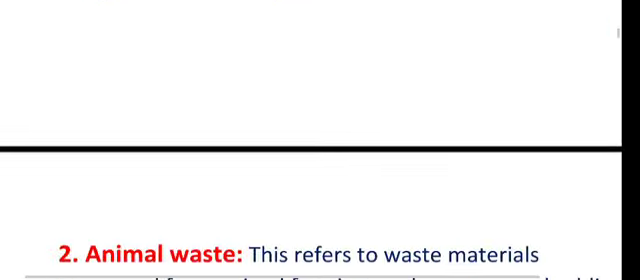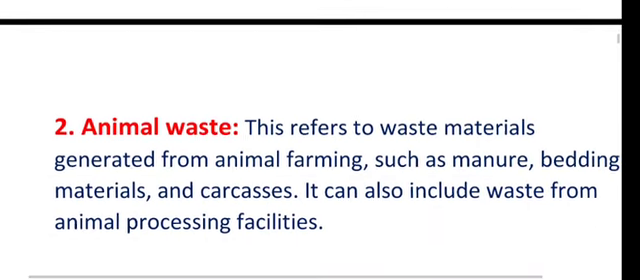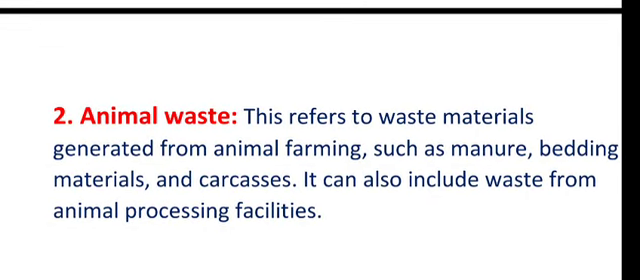In the same way, if we discuss the next waste in our environment, that is animal waste. It includes the waste material generated from animal farming, such as manure, bedding materials, and carcasses. It also includes the waste from animal processing facilities. So all this waste will also be considered agricultural waste, as it also includes plant material but is produced by the animals. The source is the animals, due to which such waste is considered animal waste but falls into the category of agricultural waste.